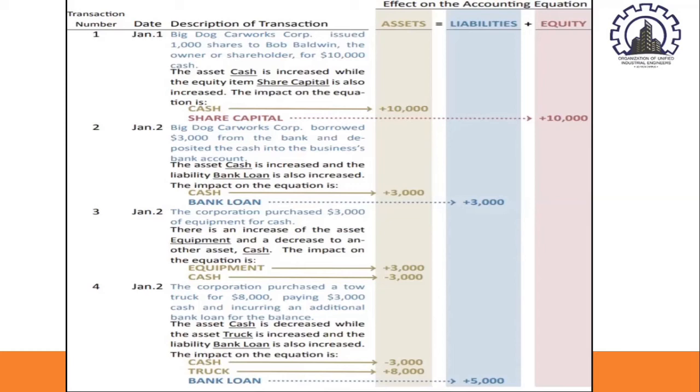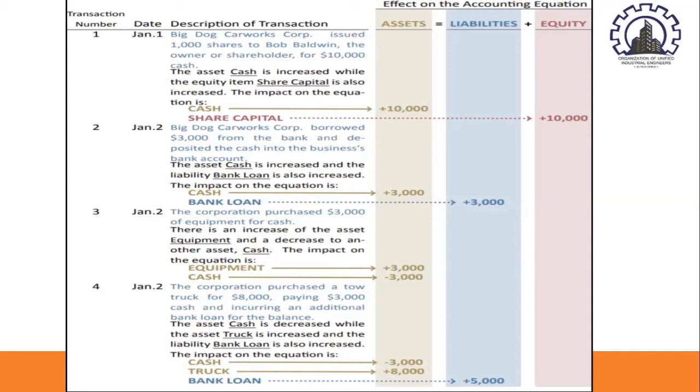And also it says paying $3,000 cash. So meaning you also let out $3,000 from the company's pocket because you are making a payment technically, and incurring an additional bank loan for the balance. So if you incur an additional bank loan, you also increased your liability because you have not paid that debt obligation as of yet.